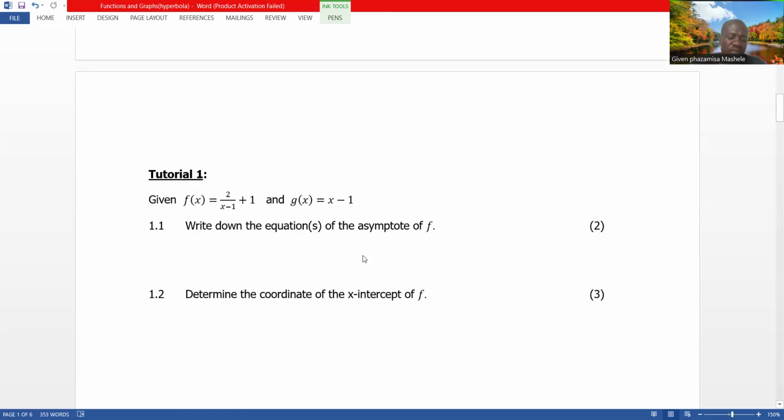Right, we are given the first equation. I think I've addressed it in the first video, but I just want to elaborate some of the things that are important here. Number one, we are given the function.